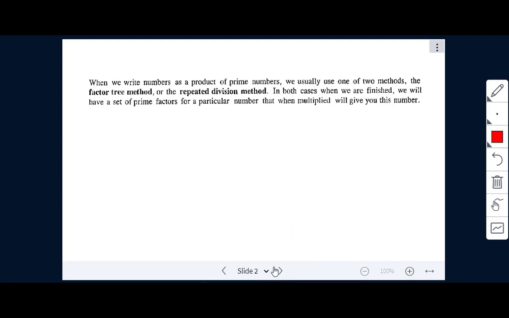All right, so when we write numbers as a product of prime numbers, we're going to use one of two methods. The first method is called the factor tree method. The second method is called the repeated division method. But in both cases, either one that you choose, you will have a set of prime numbers for a particular number, and when they are multiplied together, they will give you that original number that you start with.